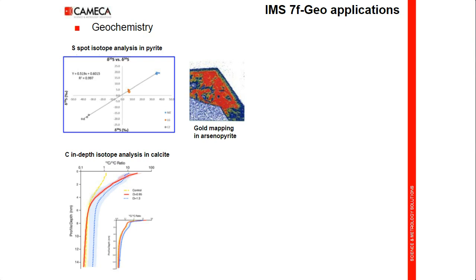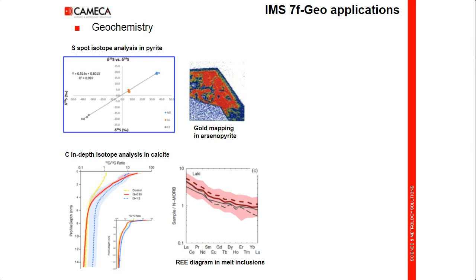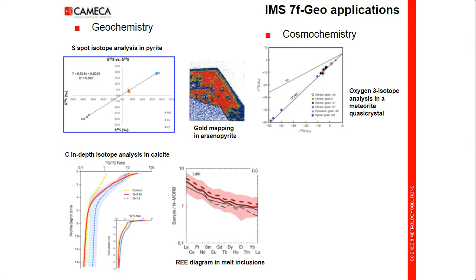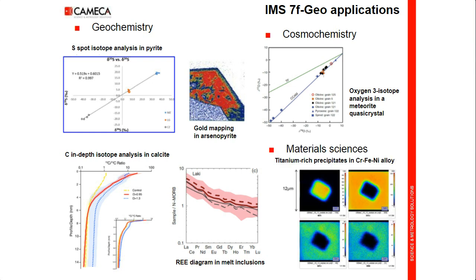We can also perform scanning ion imaging. For example, here gold mapping in arsenopyrite. And it is also used for elemental analysis, for example, rare earth element diagram in melt inclusions as shown here. Cosmochemistry is another field that can be addressed with the 7f-GEO. We can see here an example of oxygen 3 isotope analysis in a meteorite quasicrystal.